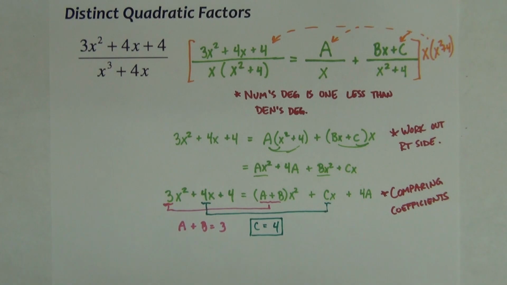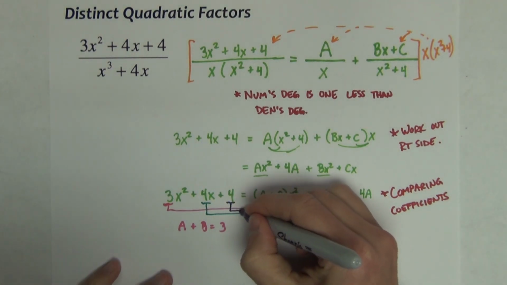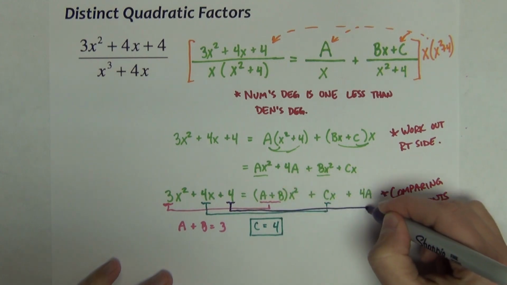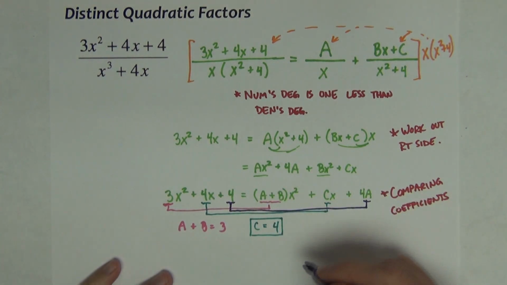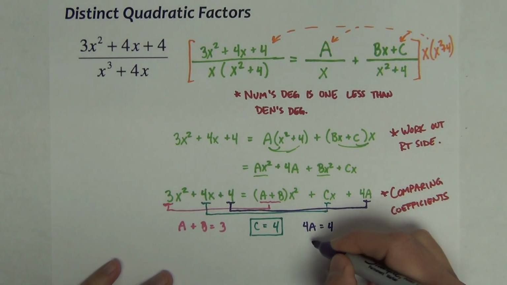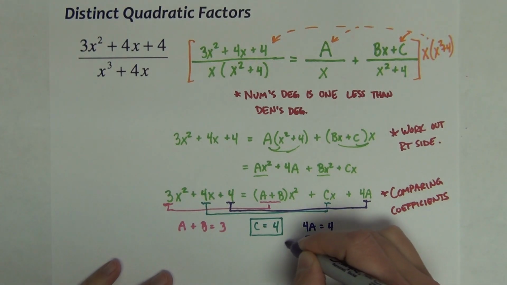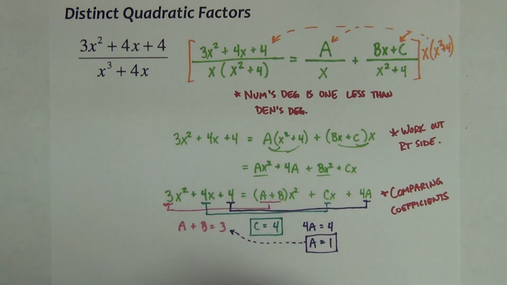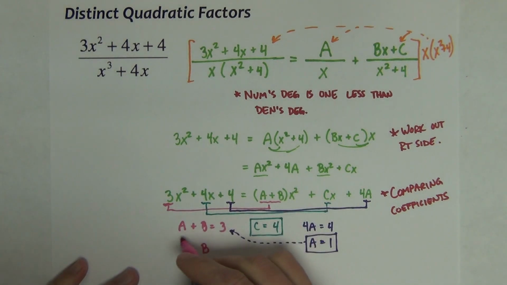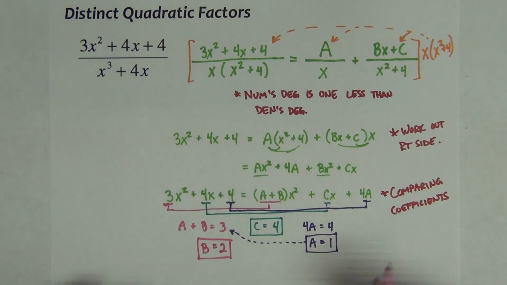And finally, one more to do. The constant on this side should be equal to the constant on this side. So we should get that 4a equals 4, which is divisible by 4, so a equals 1. And if a equals 1, we can come back here and say that if a is 1, move the 1 over, b is going to equal 2. So we've got our 3 constants solved for.